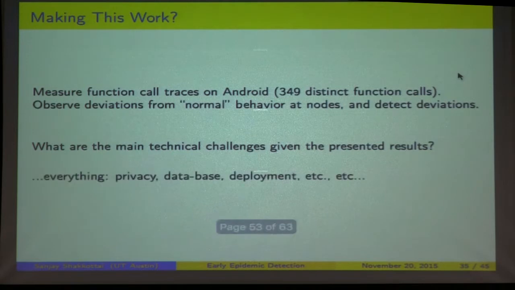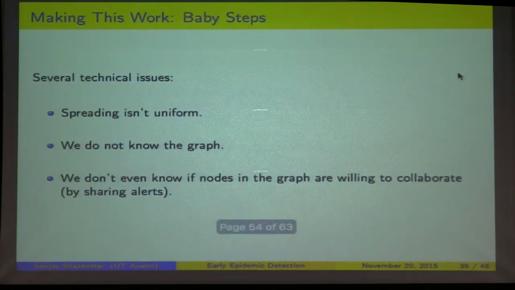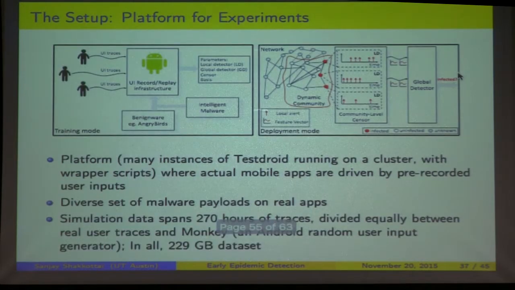As I said, problems are everywhere. This is well outside my domain of expertise, but nevertheless, to get this to work, there are problems. It's not a clean SI model. We don't even know the spread dynamics. We don't know the graph. Nodes may just decide not to report anything. So what is the statistical baseline even? First, let me describe the platform, then describe what the signals are, and then talk about it.